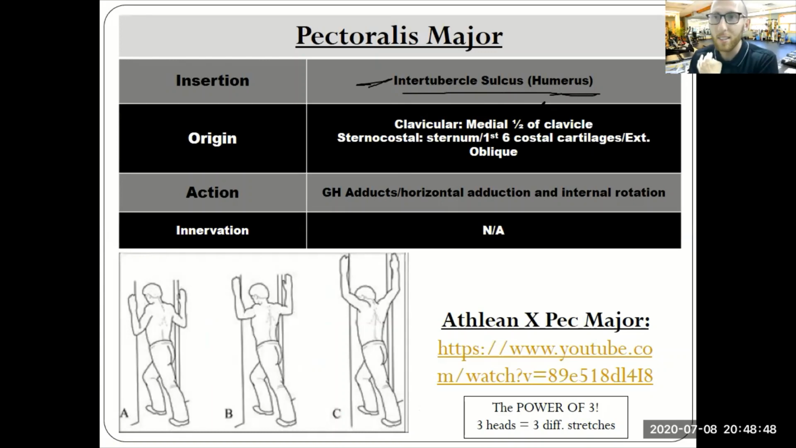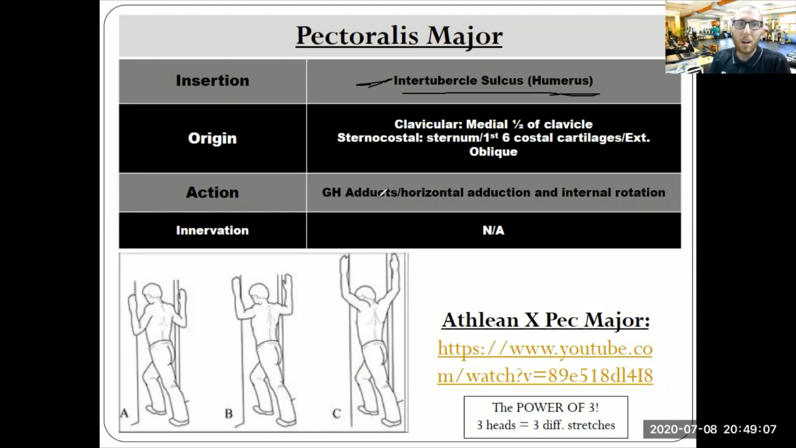So really you could separate it from the medial one half of the clavicle. That's the clavicular head: clavicle, clavicular; sternocostal: sternum, and then the costal cartilages. So use those things to your advantage.